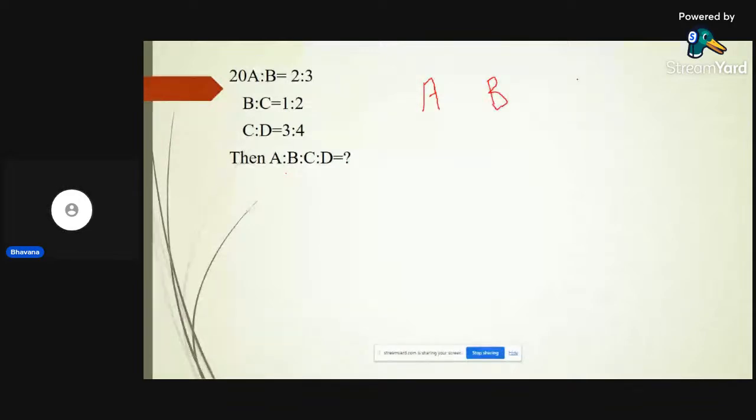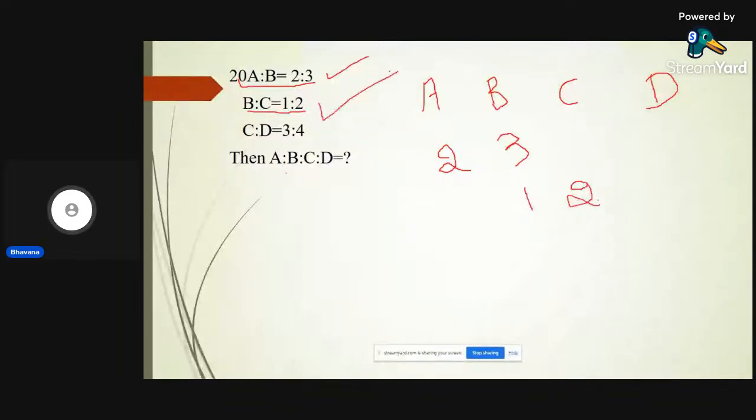Okay. So first you have to write A, B, C and D. So now just write as we had been writing before. That is 2 and 3. So this AB value we have written. Next BC value, that is 1 and 2. So BC value is also done. Next CD. So CD means 3 by 4.